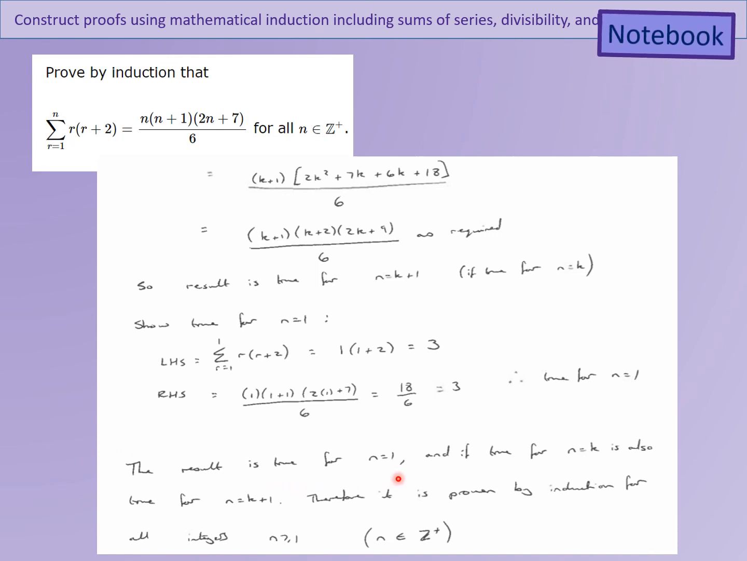The result is true for n equals 1, and if it's true for n equals k, it's also true for n equals k plus 1. Therefore, it's proven by induction for all integers n greater than or equal to 1. You could also use this notation if you wanted to from the question. n is an element of the positive integers.